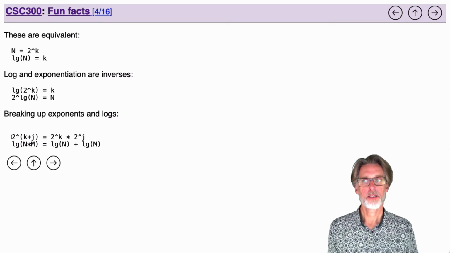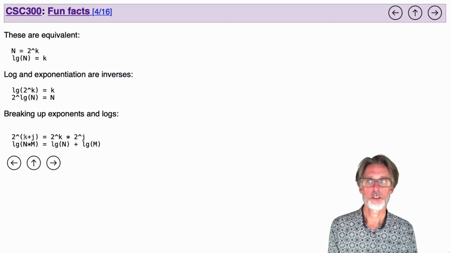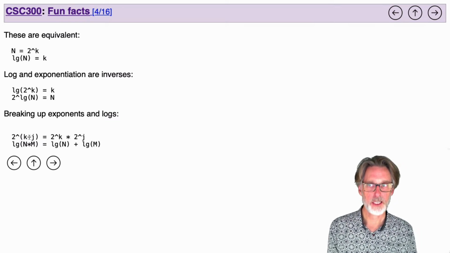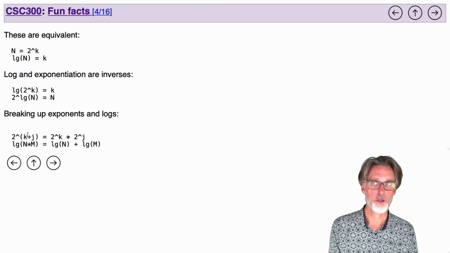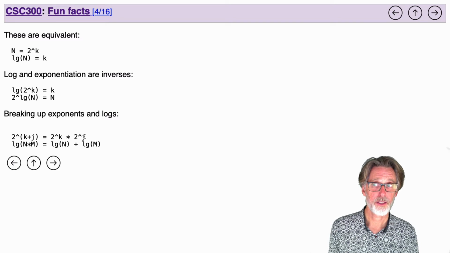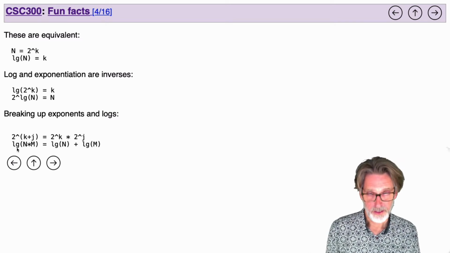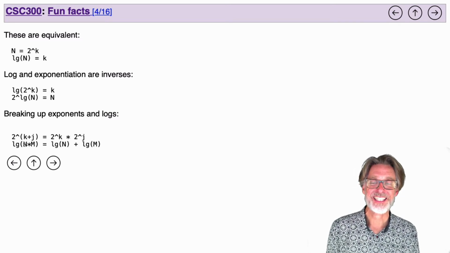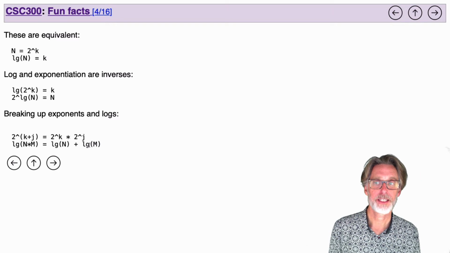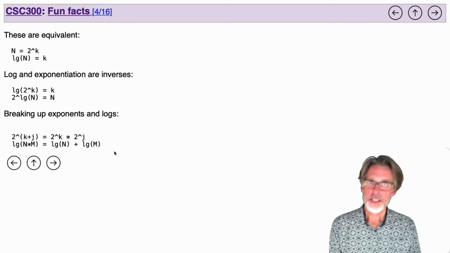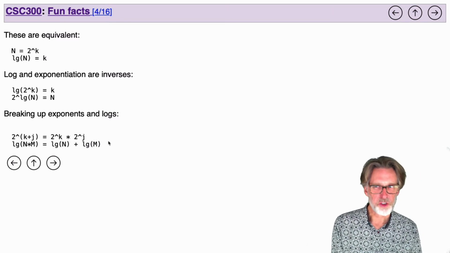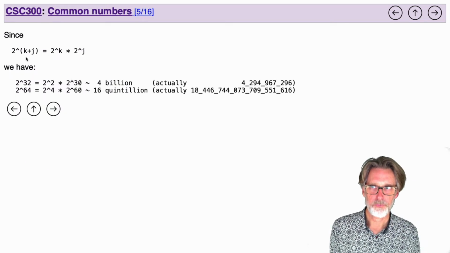One is that 2 to the k plus j is nothing but 2 to the k times 2 to the j. Similarly, the log of n times m is nothing but the log of n plus the log of m. These kinds of laws can be very abstract looking when you see them this way. Let's look at a specific example.